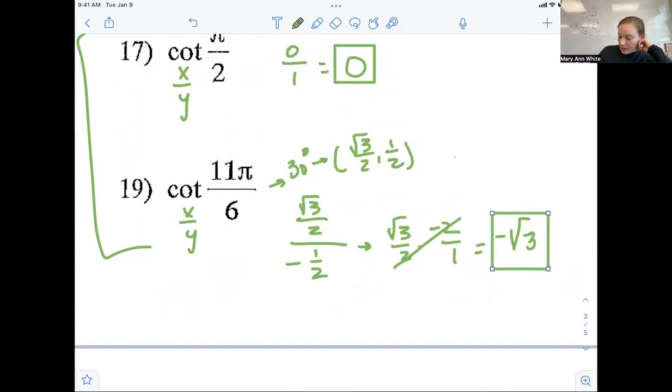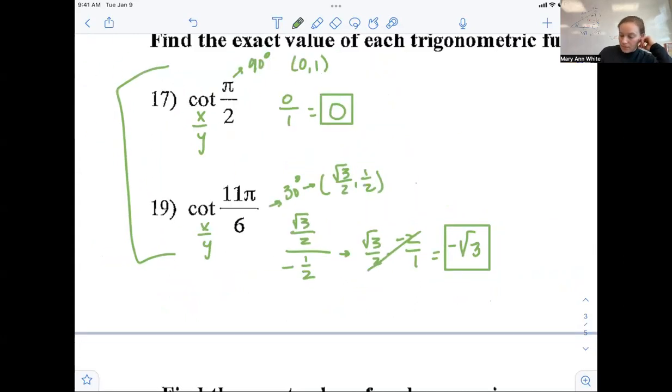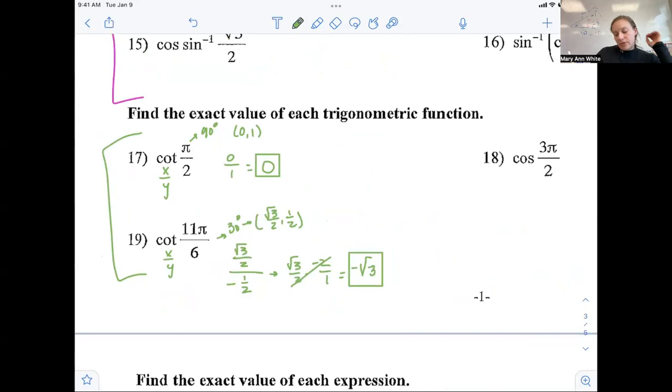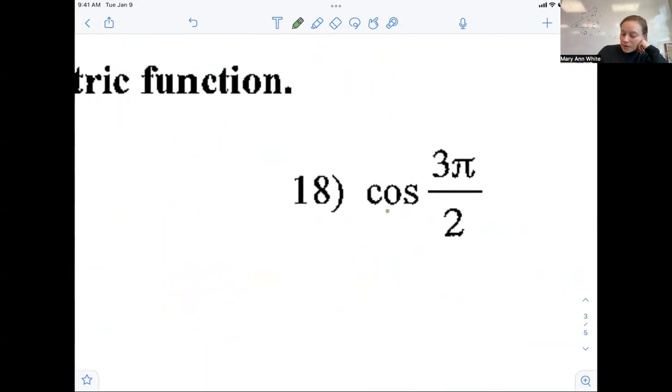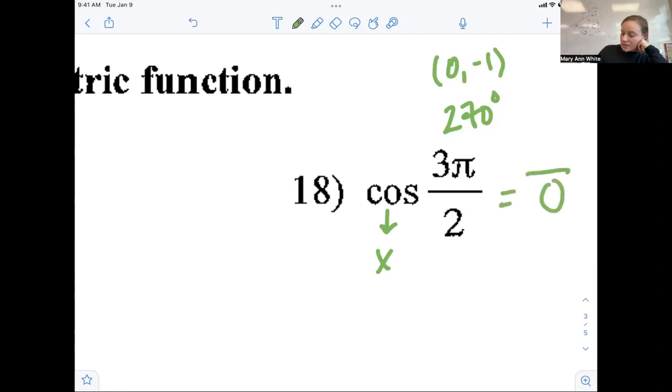Negative √3 is my final answer there. And then cosine of 3 pi over 2. I know cosine is x, and 3 pi over 2 is 270, which is the point (0, -1). And so my x there is just 0.